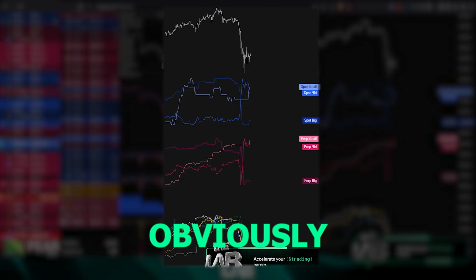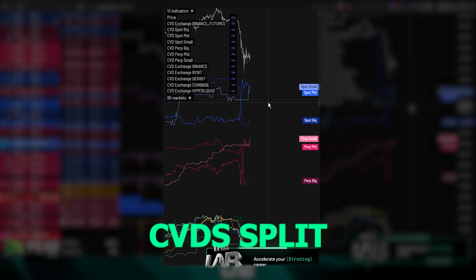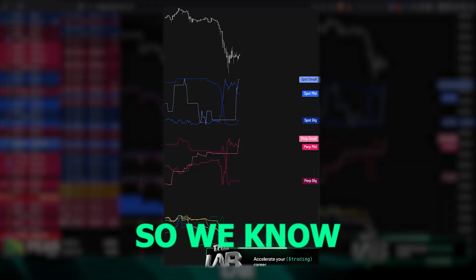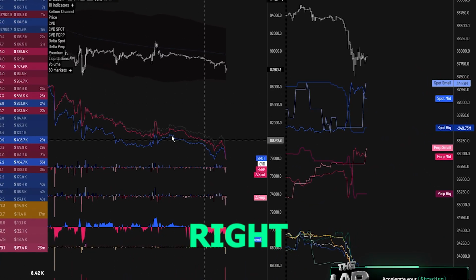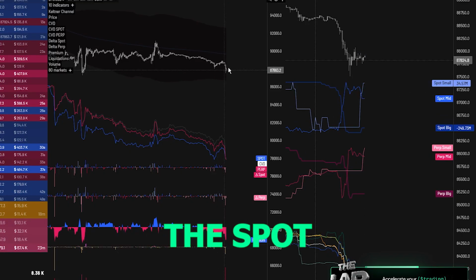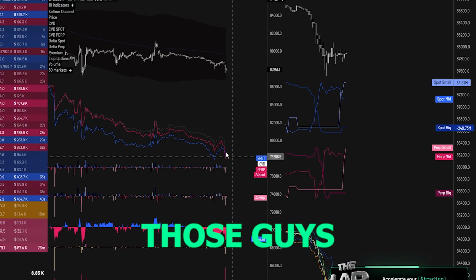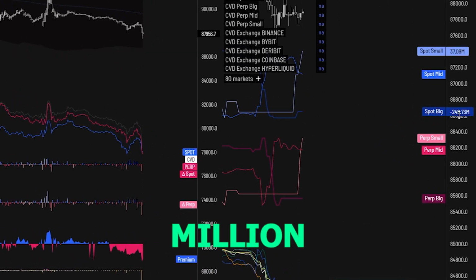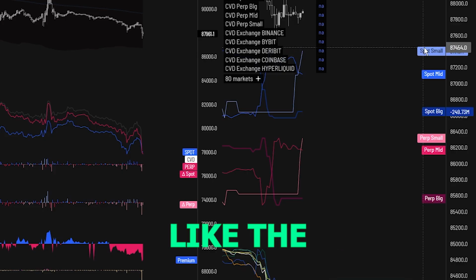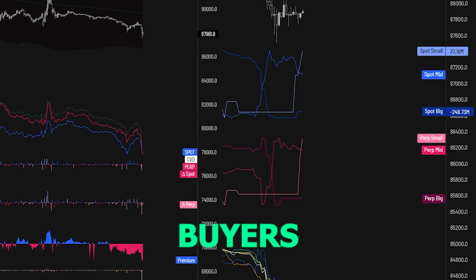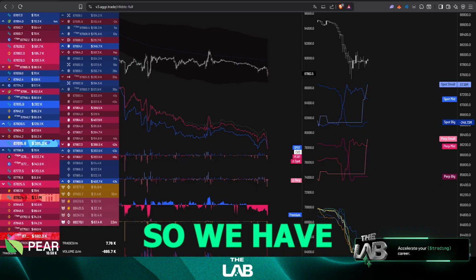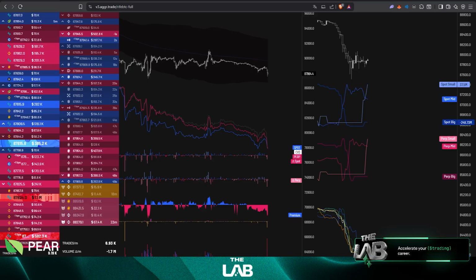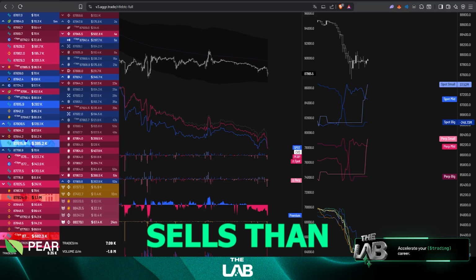Upper one is chart, obviously. Below that we have CVDs split on the size per trade taken, right? So we know for a fact that spot CVDs are down, right? But we can come in and say, okay, what's the spot CVD in here on lower time frame? Who are those guys that are selling? And then you can see spot big is having minus 250 million outflow. Meanwhile, small spot orders are net buyers compared to sellers. So on the smallest position sizing we have more buys than sells, but on the bigger size of the market, we have more sells than buyers, right?